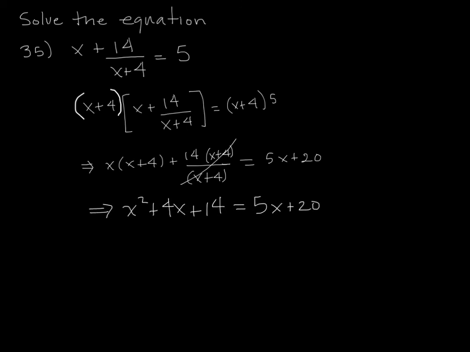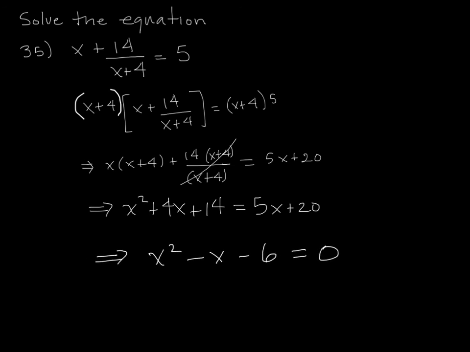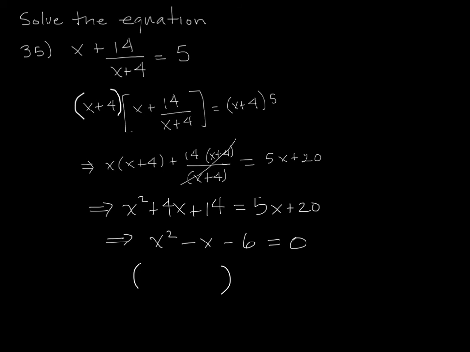And now we need to get everything to one side so that we can solve this as a quadratic equation. So this gives me x squared minus x minus 6 should equal 0. This is because if I subtract 5x from both sides, I'll have 4x minus 5x, which is minus x. If I subtract 20 from both sides, I'll have 14 minus 20, which is minus 6, and gives me this equation. And now, hopefully we can factor this to find a solution.